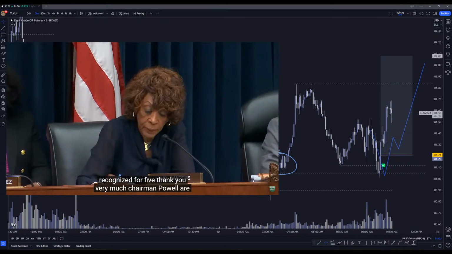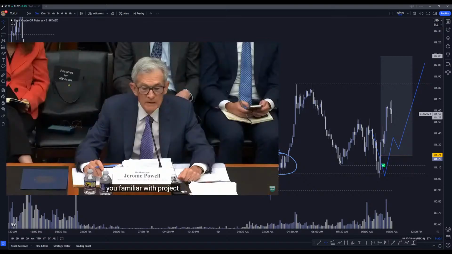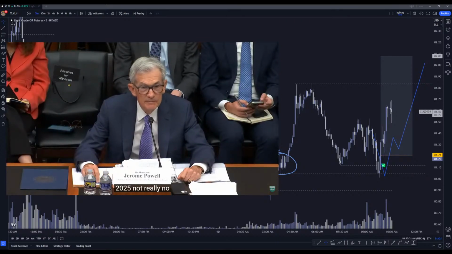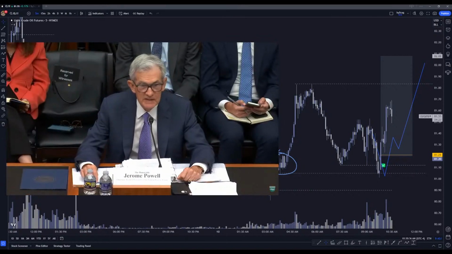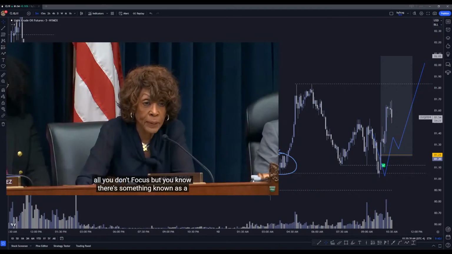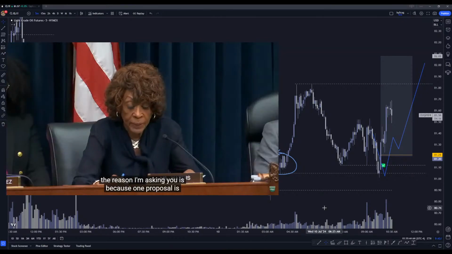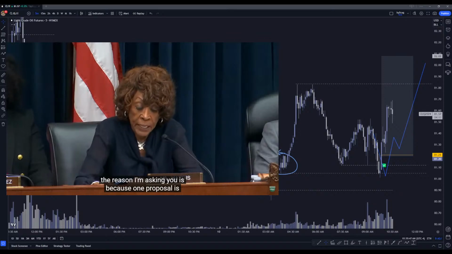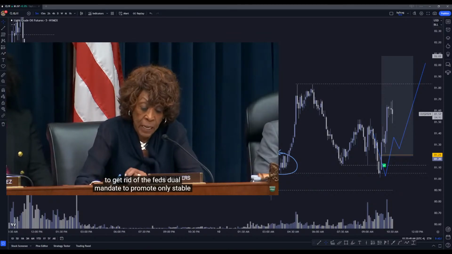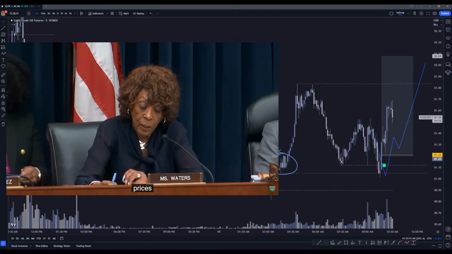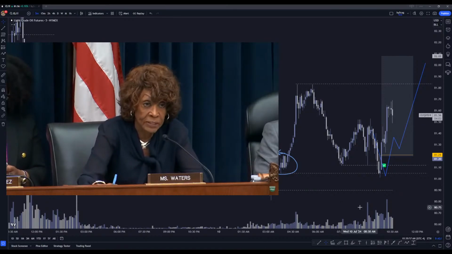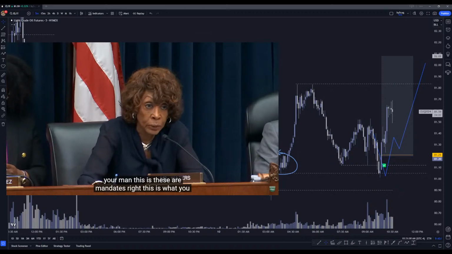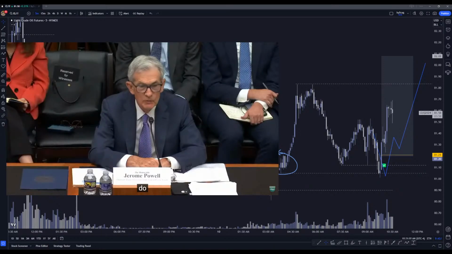Chairman Powell, are you familiar with Project 2025? Not really, no. You've heard about it? I really don't focus on these things at all. You don't focus, but you know there's something known as Project 2025? The reason I'm asking you is because one proposal is to get rid of the Fed's dual mandate to promote not only stable prices, but also maximum employment. This is your mandate, right? This is what you do. Is that right? We do serve a dual mandate, that's right.